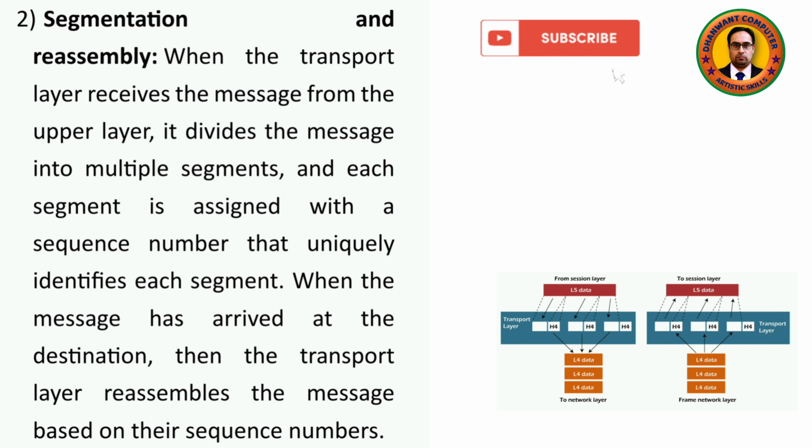2. Segmentation and reassembly. When the transport layer receives the message from the upper layer, it divides the message into multiple segments, and each segment is assigned a sequence number that uniquely identifies each segment. When the message has arrived at the destination, then the transport layer reassembles the message based on their sequence numbers.